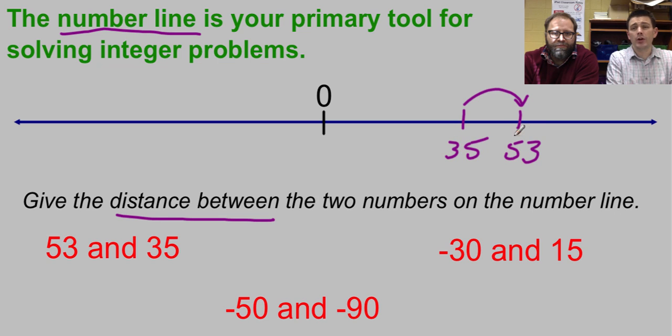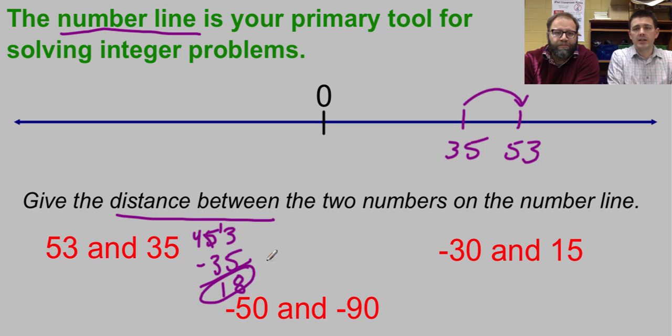If I want to go from 35 up to 53, the easiest way to do that is a quick subtraction problem. 53 minus 35, what's the difference between those two numbers? I do a quick little borrow here, and I get a difference of 18. So it would take 18 to get from 35 up to 53, or in reverse.